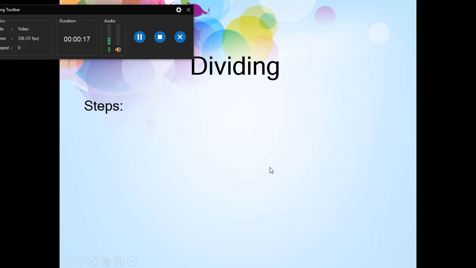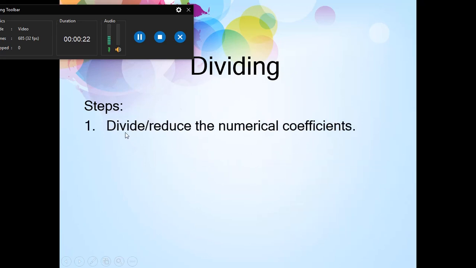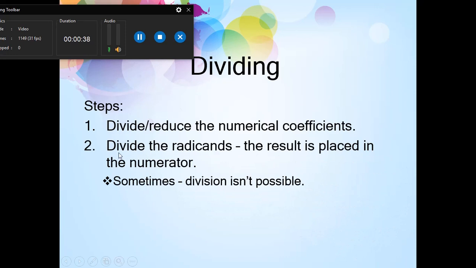Let's go through the steps that are involved in the dividing process. The first step says, if you have numerical coefficients sitting in front of your square root radical, we should actually divide those. Or if it appears to be a fraction, we want to reduce the fraction to lowest terms. Then we're going to move on to the radicands. If you can divide the square root radicals, we will do that. If that can actually happen, the result of the division will still be in a square root radical, but we will place that answer in the numerator.